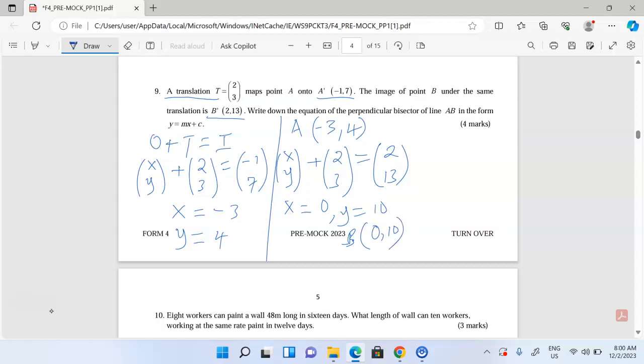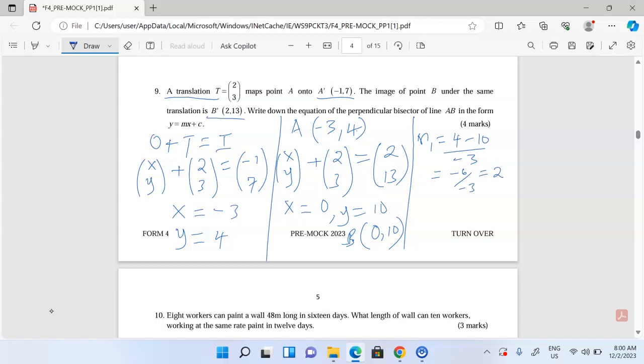Now we are finding the equation of a perpendicular bisector to AB. That means we are first of all going to find the gradient for AB. So the gradient for AB, I'll call it gradient 1, will be given by change in y. So we may take 4 minus 10, out of change in x, I will take negative 3 minus 0. So this is going to be negative 6 over negative 3, giving us 2.